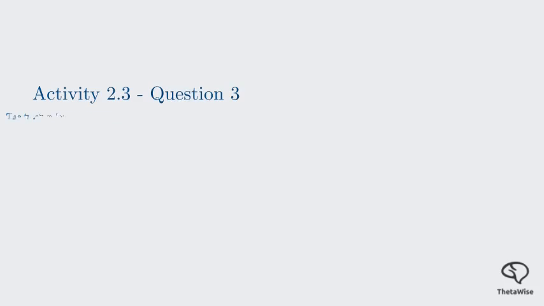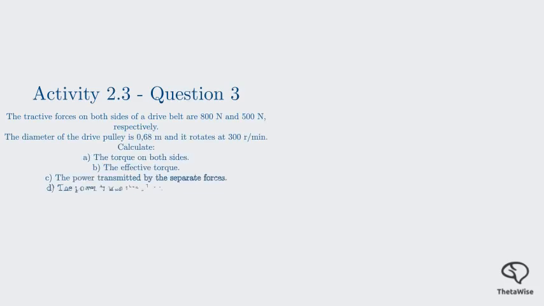We're now on to question 3. This problem involves a drive belt system. Let's read the full question. The tractive forces on both sides of a drive belt are 800 newtons and 500 newtons, respectively. The diameter of the drive pulley is 0.68 meters, and it rotates at 300 revolutions per minute. Calculate A, the torque on both sides, B, the effective torque, C, the power transmitted by the separate forces, D, the power transmitted by the driving pulley.